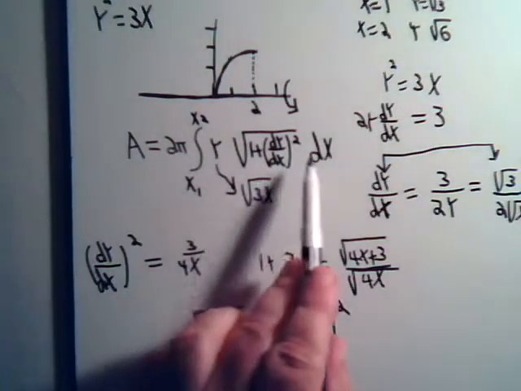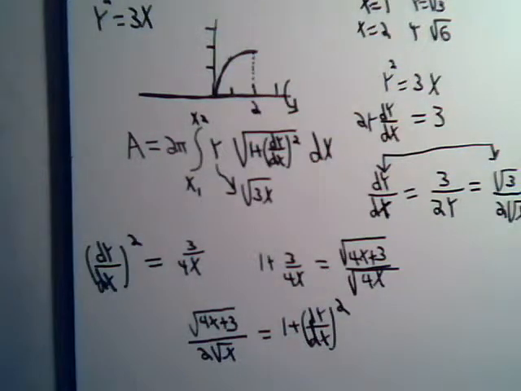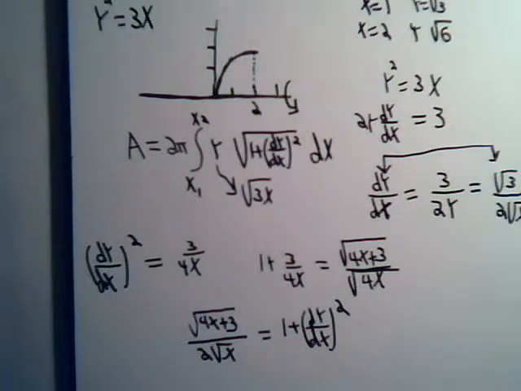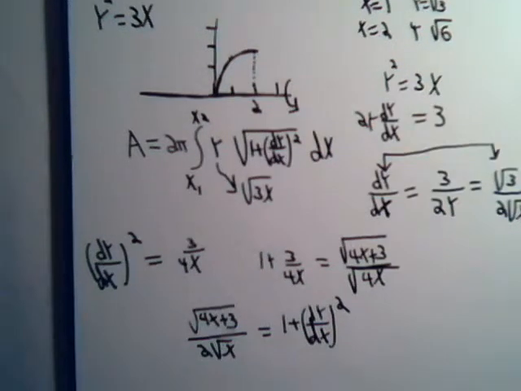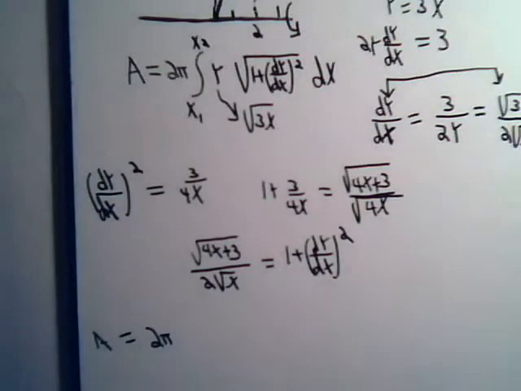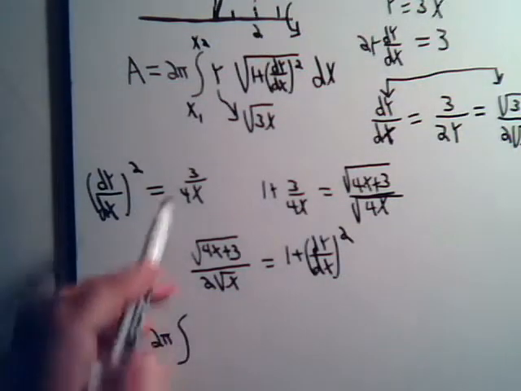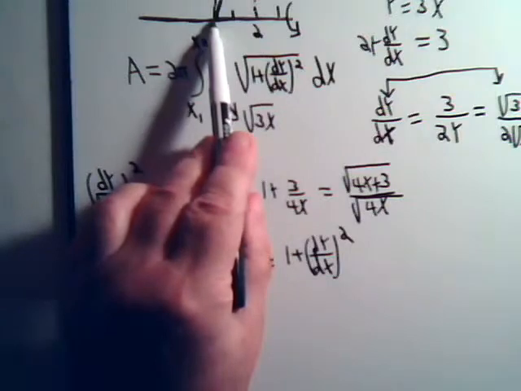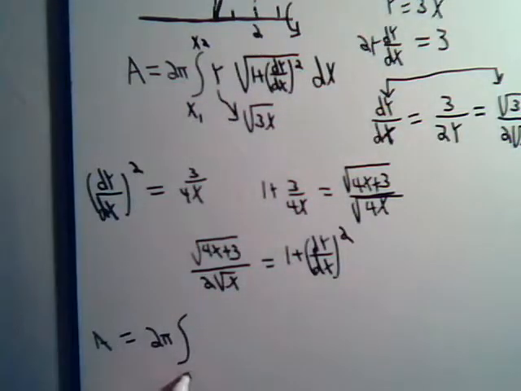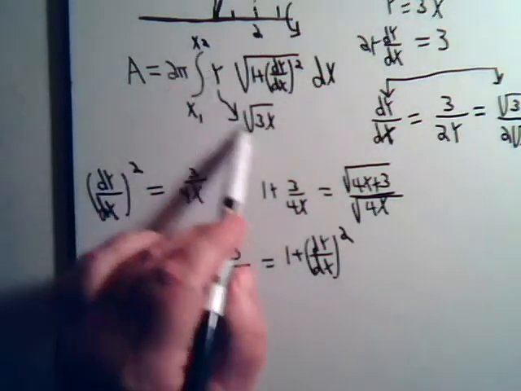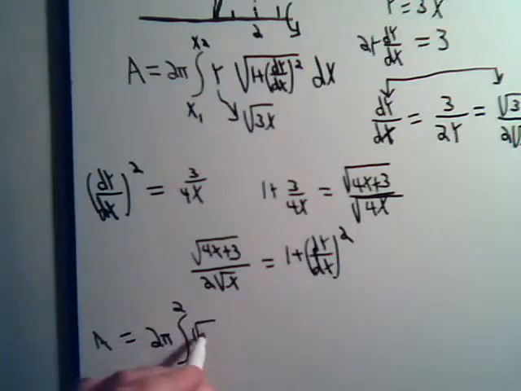So let's go back to our integral now. It looks like we should be all set for it. The area equals 2 pi times the integral, x goes from 0 to 2, of y, that's the square root of 3x.